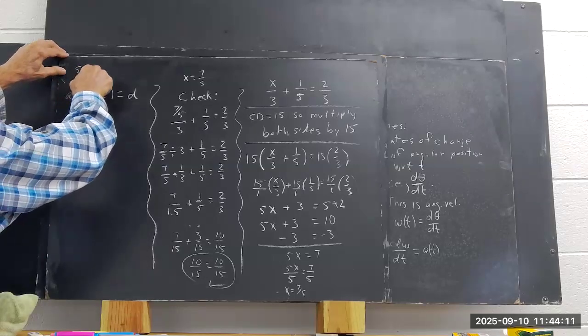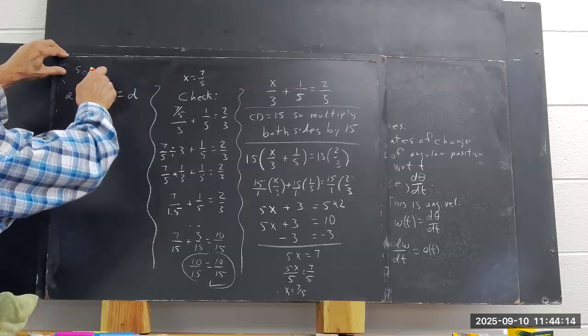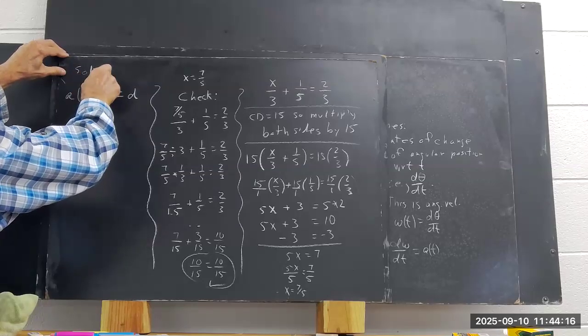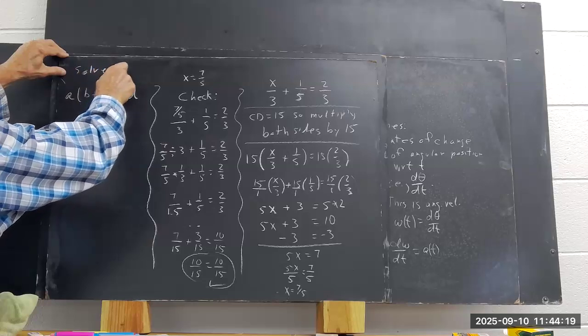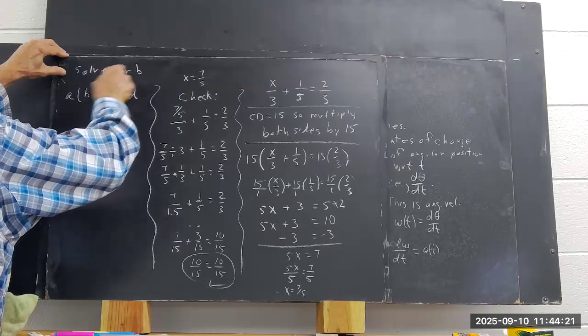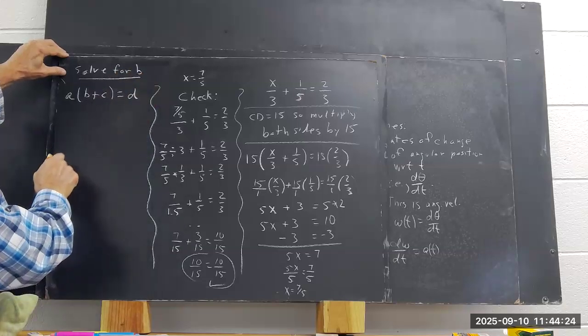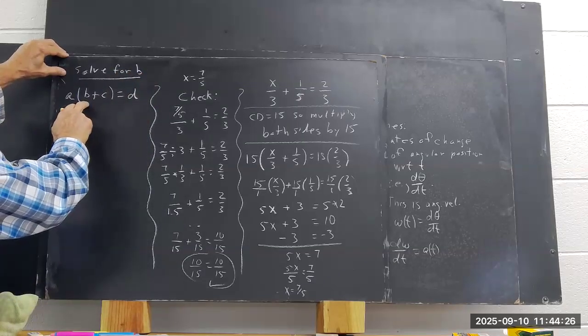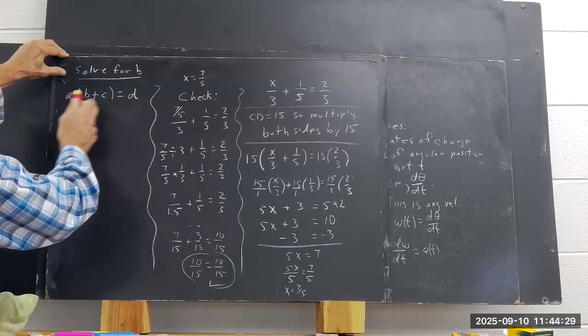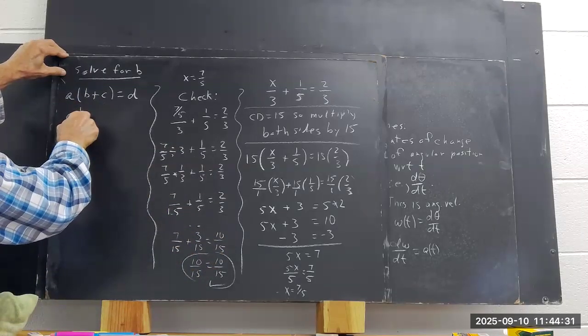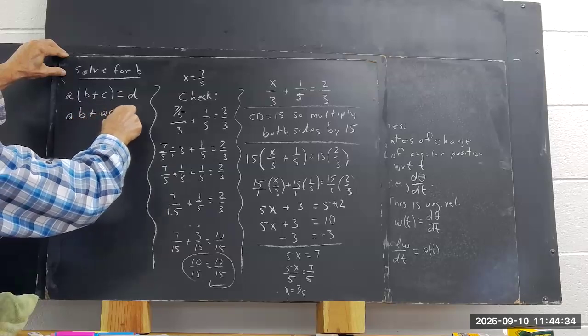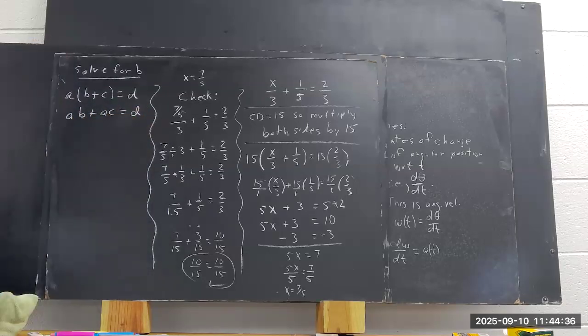Now, one thing I didn't say, oh man, I have to whittle this whole piece of chalk down to get it right. Solve for B. Okay, so let's solve for B. Now, you don't even focus on B at first. We've got a distributive law here, so we get AB plus AC equals D. And I think everybody got that. Now, some people weren't sure what to do from here, especially since I didn't say what to solve for.